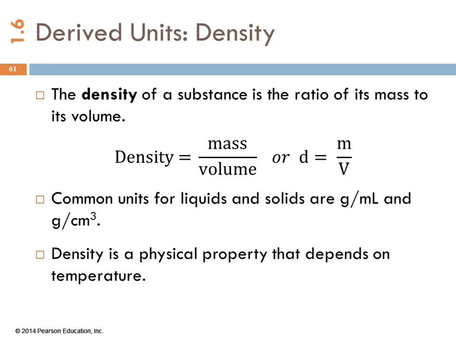Density, also a derived unit. And this is something you need to know as well. Density equals mass divided by volume. What's a common unit for mass? Gram. What's the common unit for volume? Milliliters. So grams per milliliter, or grams per cubic centimeter. So for liquids, we tend to use this one. For solids, we tend to use this one. They're actually exactly the same, because a milliliter and a cubic centimeter are exactly the same.